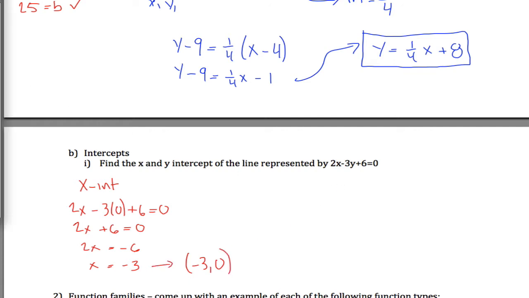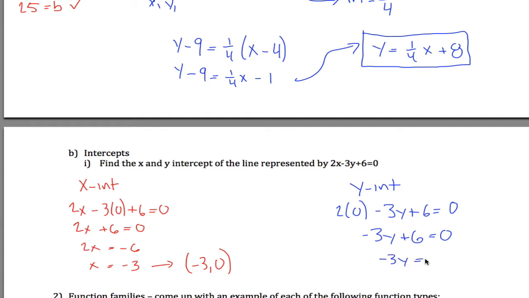Y-intercept, same idea. As we saw above, for the y-intercept, we figure it out by making x equal to 0. Take this equation, plug in a 0 everywhere you see the letter x, and solve. 2 times 0 is 0, so I get negative 3y plus 6 equals 0, or negative 3y equals negative 6, and thus y equals positive 2. Divide both sides by negative 3, which is fine if I'm grading these. If you're scared about the computer marking it wrong, put it in like this.